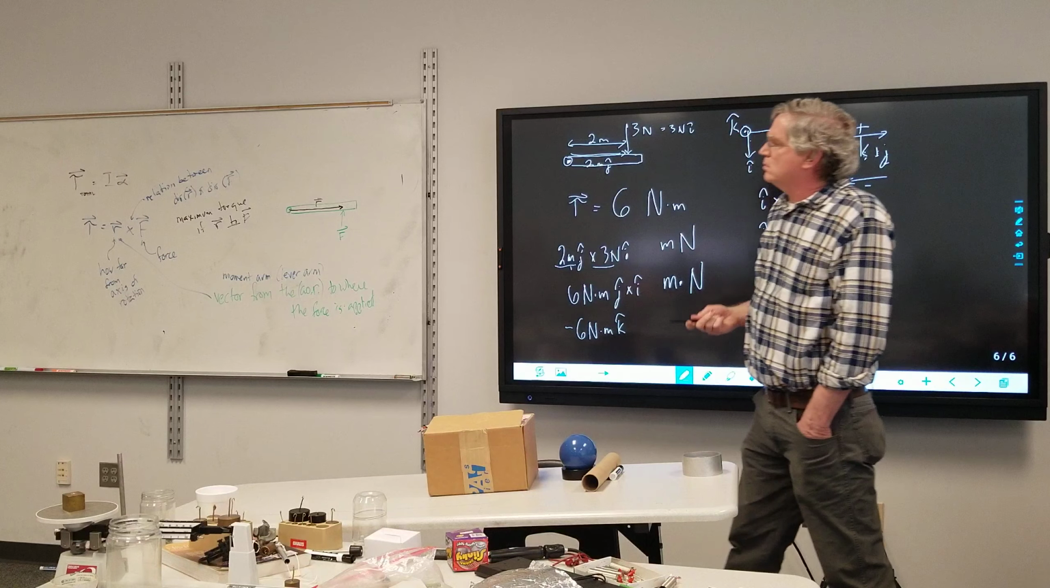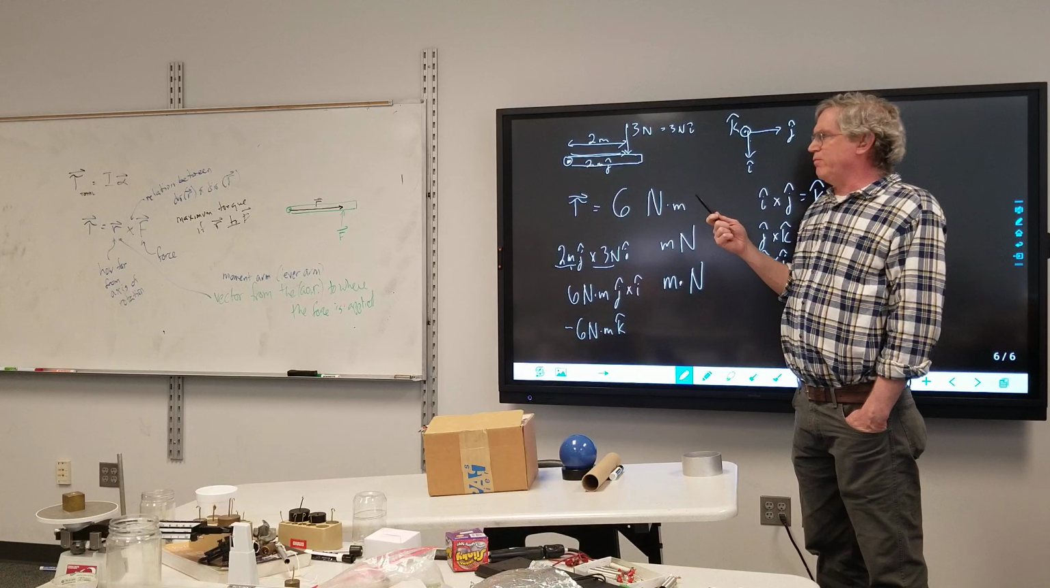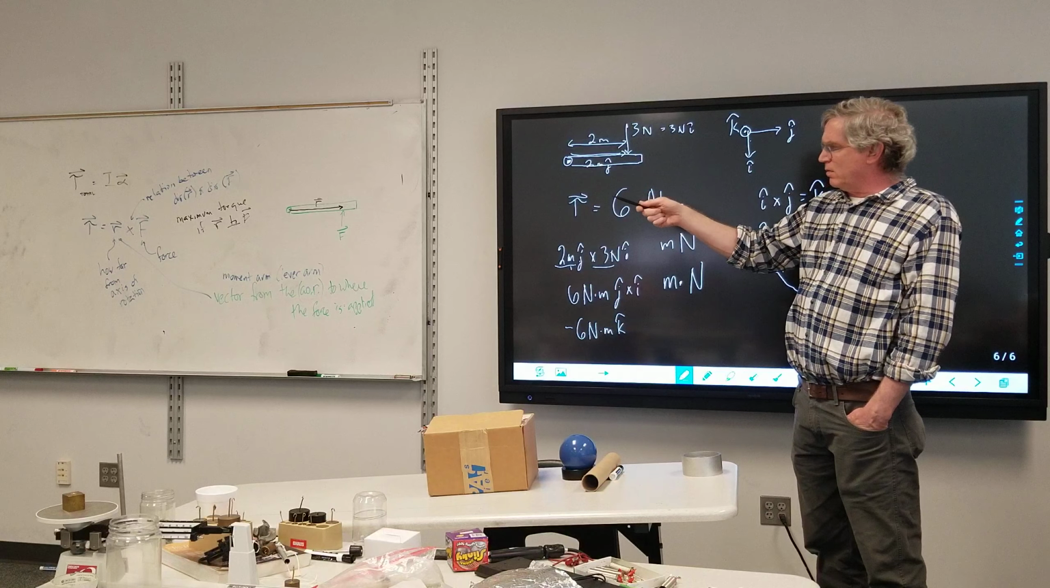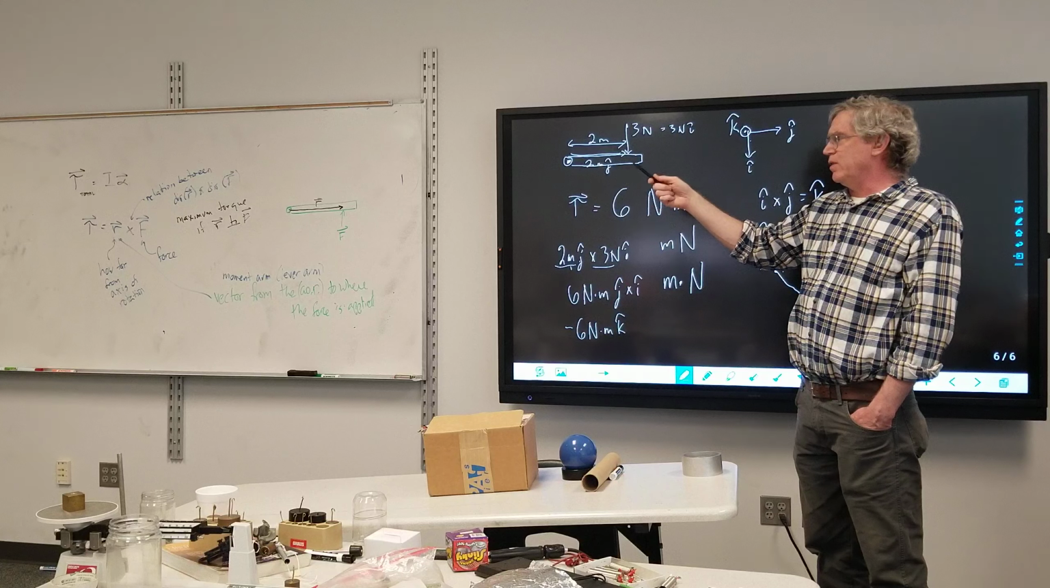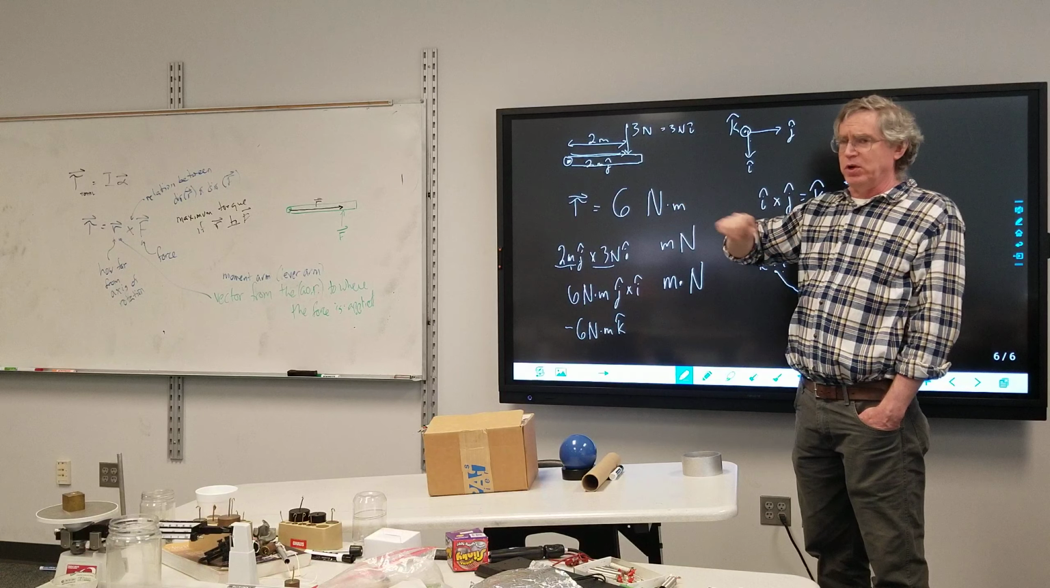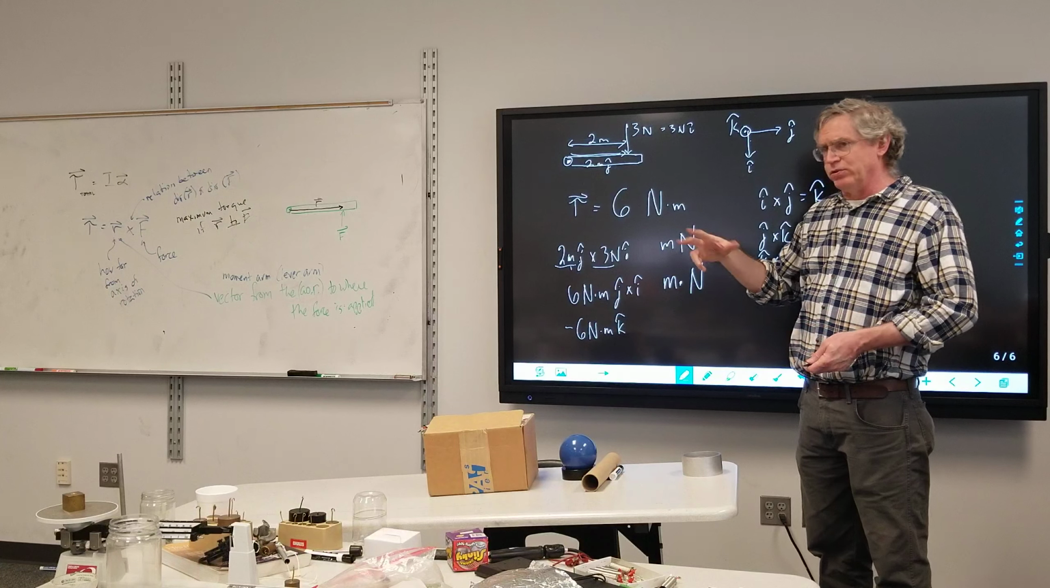All right, so if r and F, the lever arm or moment arm and the force, are perpendicular, you just multiply them out and then you can use the right-hand rule to determine the direction.